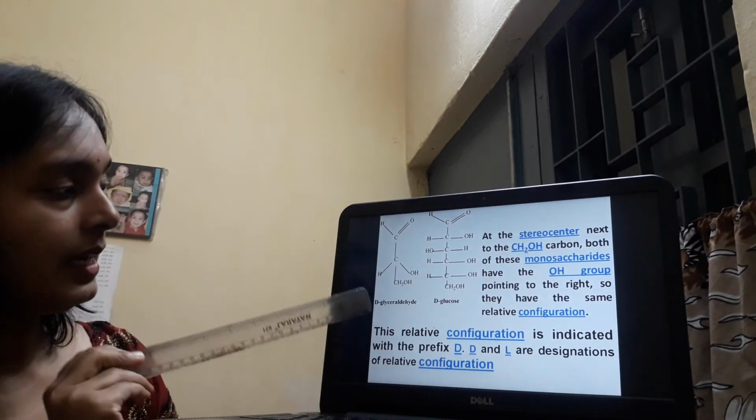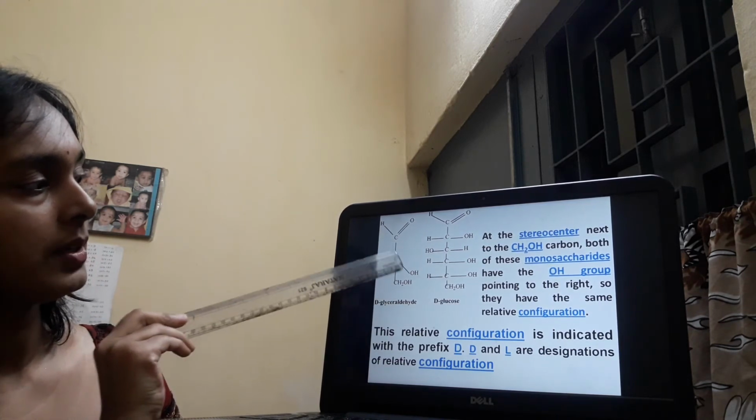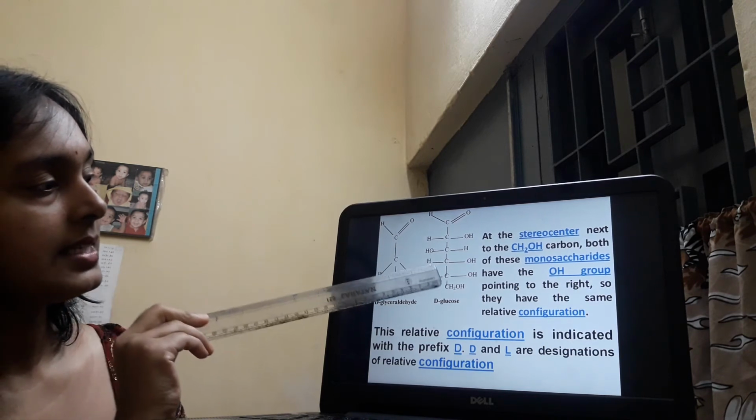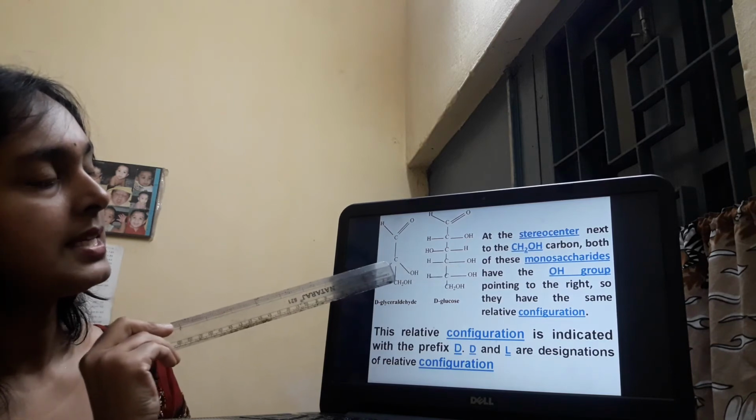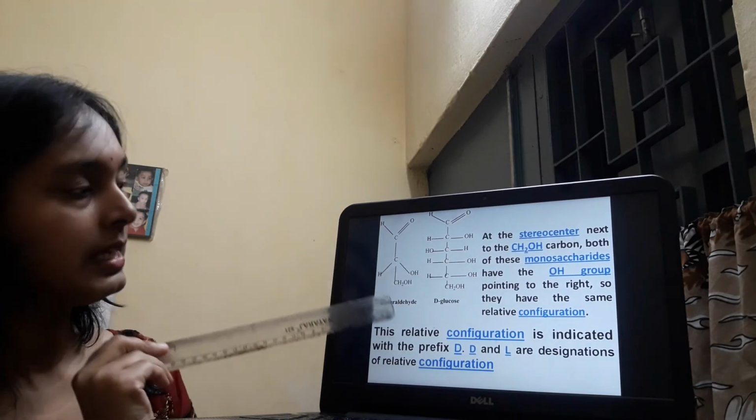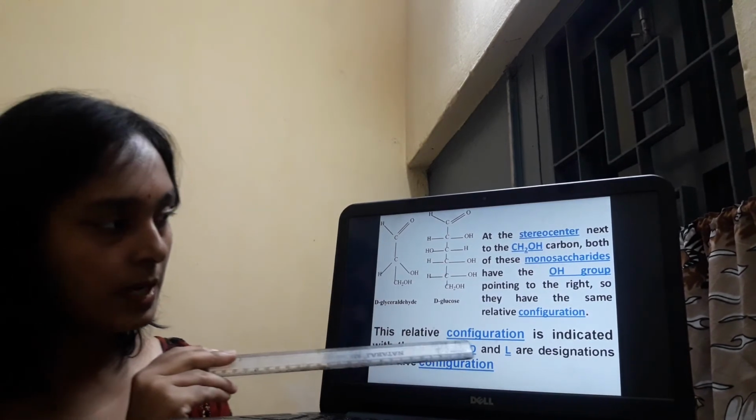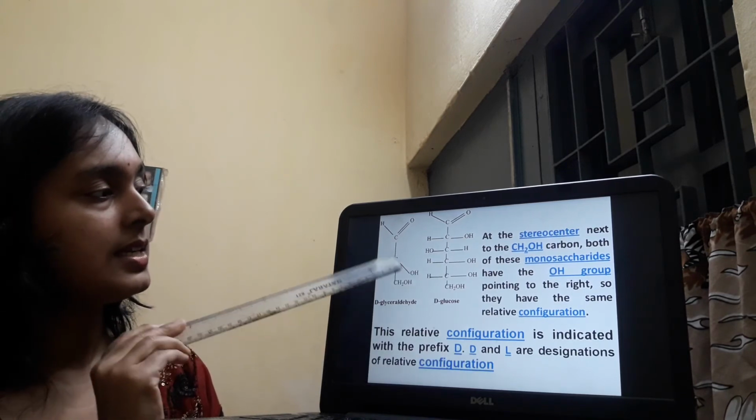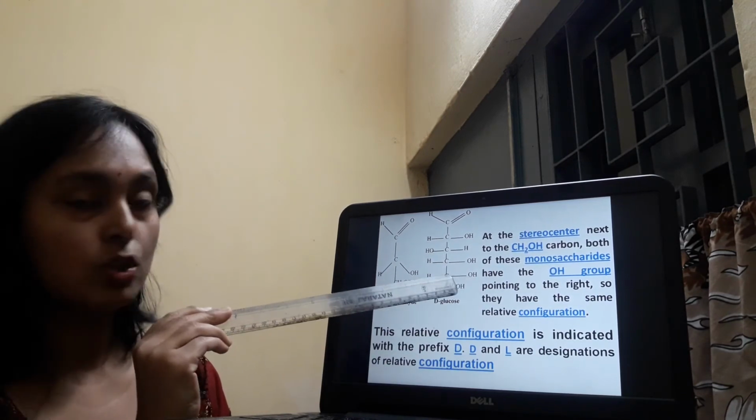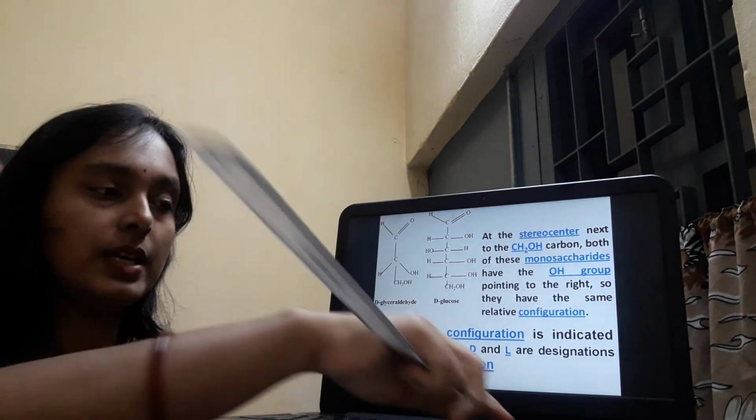For example, D-glyceraldehyde and D-glucose at the stereocenter next to the CH2OH carbon. So this carbon and this carbon, both the OH groups are on the right-hand side, so they have the same relative configuration. So D-glyceraldehyde and D-glucose have the same relative configuration. This relative configuration is indicated with the prefix D. D and L are designations of relative configuration. So if this OH is on the left-hand side, then it is L, and they are also relative configurations.